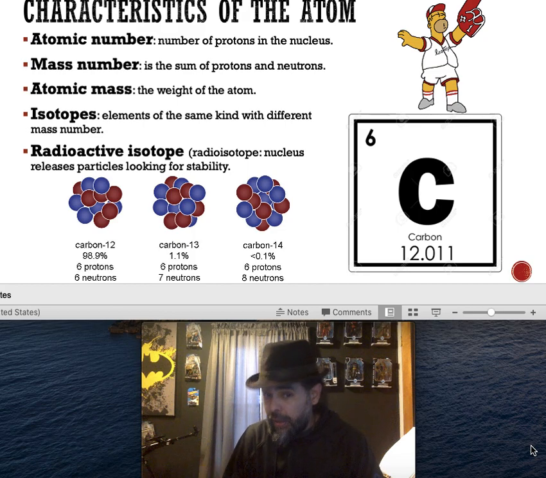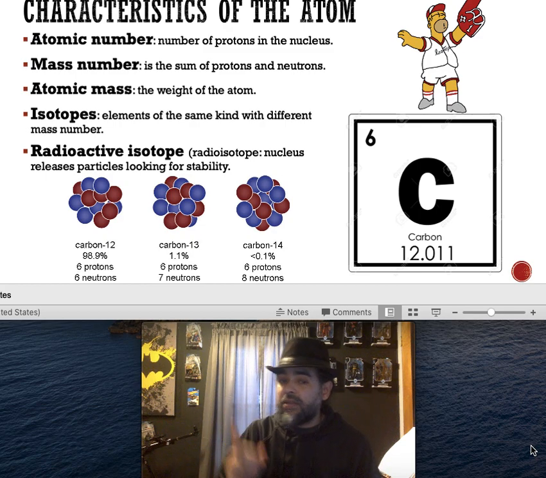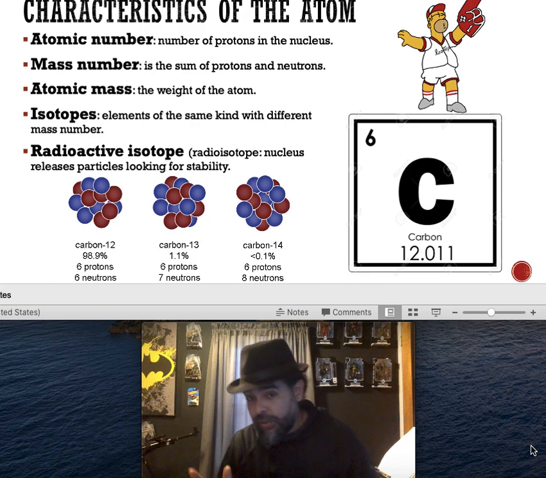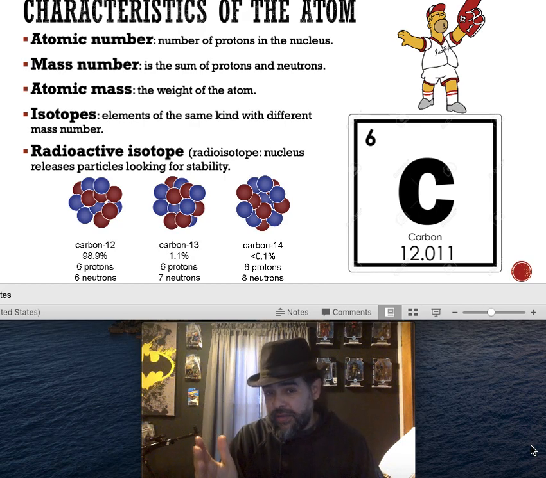The atomic number is defined by the number of protons, the positive particles, in the nucleus of the atom. Now, if we look at a periodic table, we're going to find a couple of numbers in there. Let's take, for example, the one that we have up here, which is carbon. Carbon has a big number 6 at the top there.